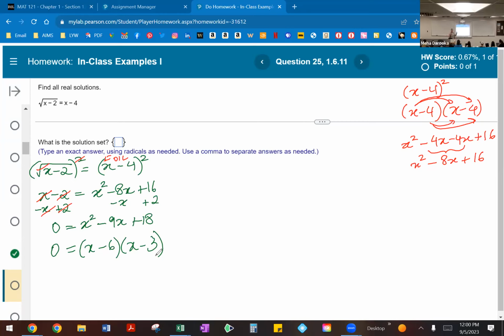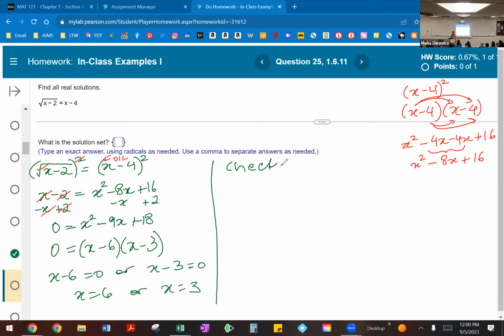All right, so what are our two solutions coming up right now as it is? Yeah, 6 and 3, right? Now, this is where we need to check for that extra solution, the extraneous root. So let's check, I guess we'll start with x equals 6. And then we'll come back.